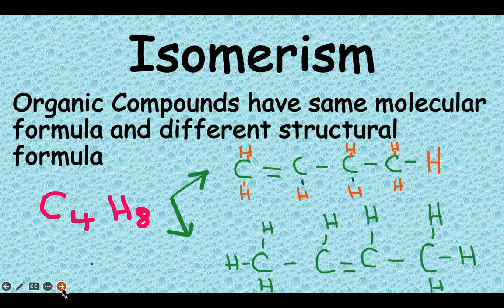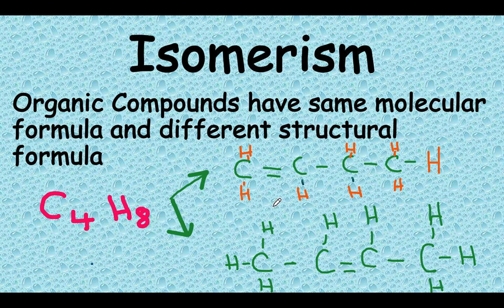We have another title in this topic: isomerism. Isomerism is when organic compounds have the same molecular formula but different structural formula. If we have alkenes, C4H8, they have 4 carbon atoms. And here is another structural formula, with 4 carbon atoms.